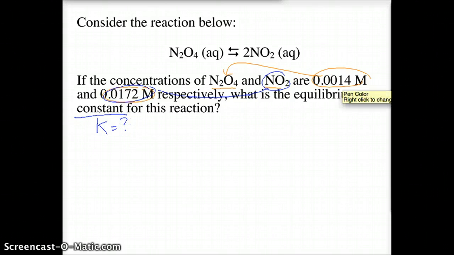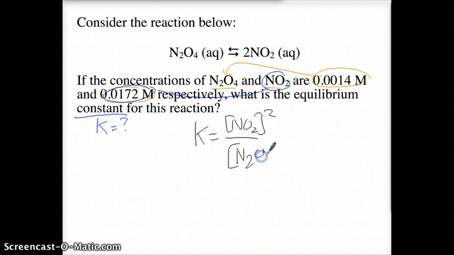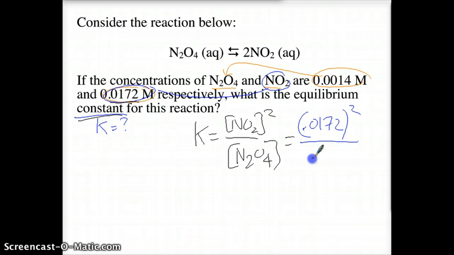So I need to write the expression first. The expression would be K equals the concentration of NO2 squared divided by the concentration of N2O4. But that's just the expression. We're trying to figure out the equilibrium constant, so now we have to plug in our numbers. The concentration of NO2 was 0.0172 squared, divided by the concentration of N2O4, 0.0014. If we solve that, we get a value of about 0.211.